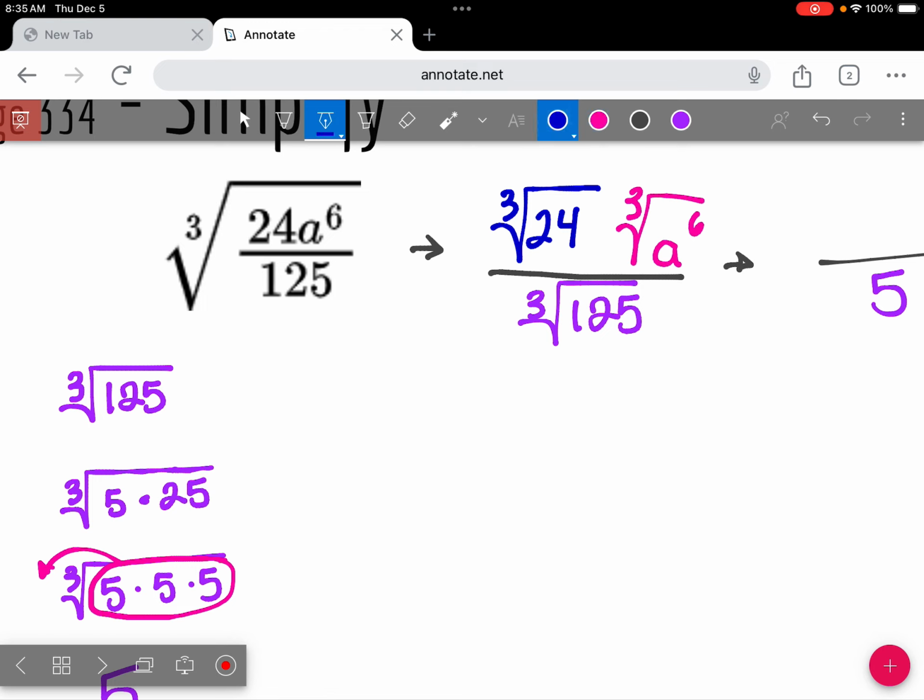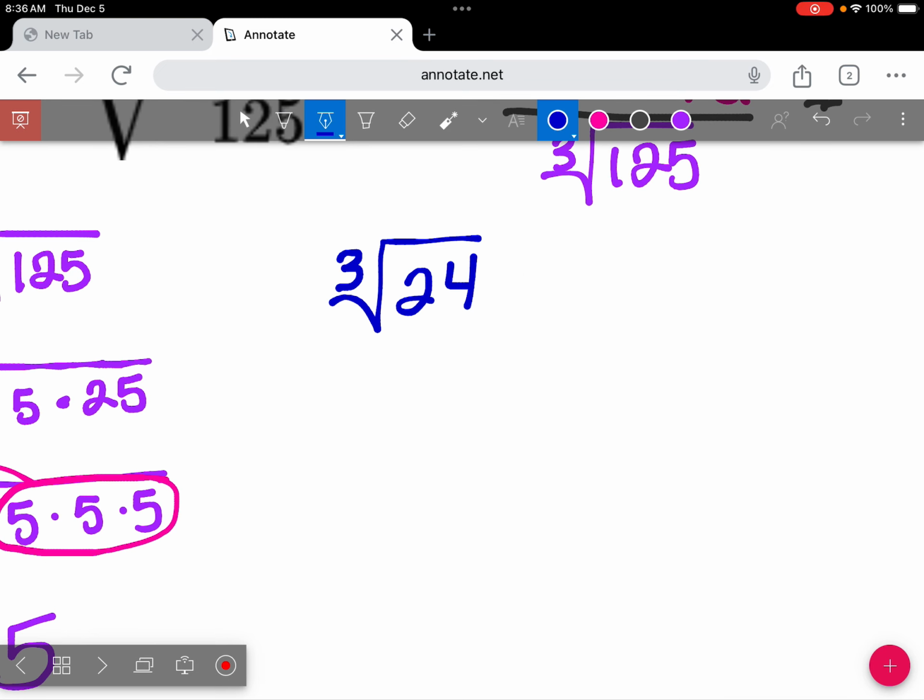So let's look at our 24 next. Our cube root of 24. If you type that in the calculator, it gives you a super gross decimal. It can't simplify cube roots the way it does square roots, so we've got to do it ourselves. So we're going to break 24 down into factors to see if we can find a group of 3 in there. So what's something that multiplies to make 24?